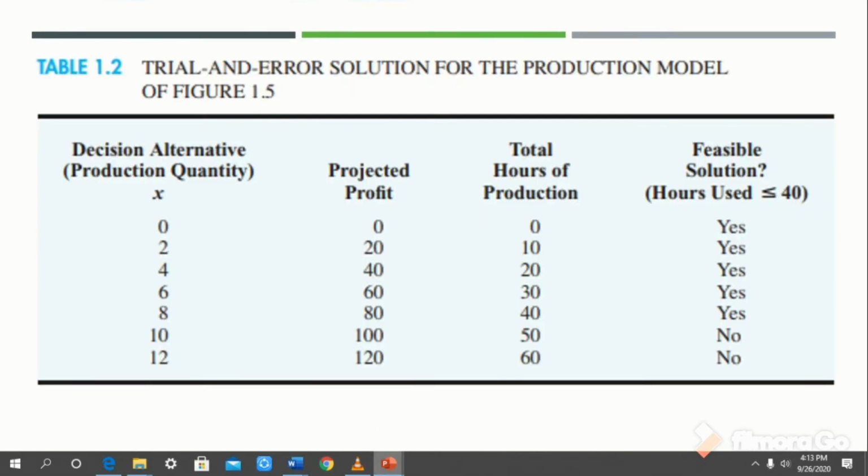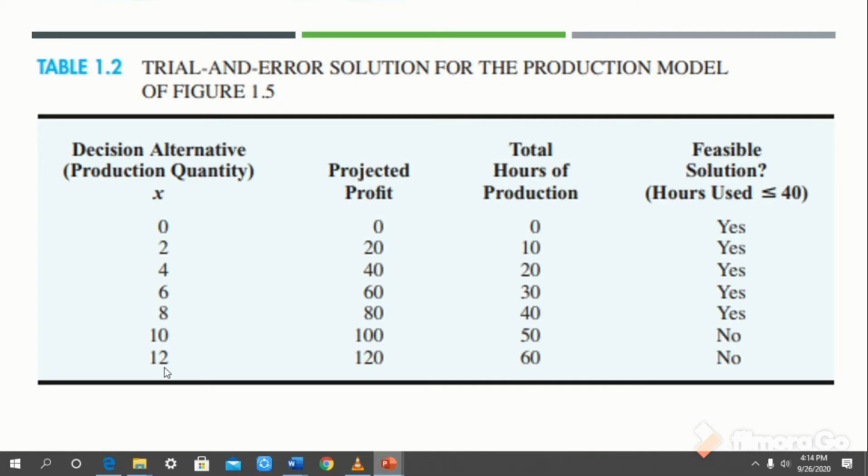So, for example, mao ni siya imong trial and error solution. So, imong decision alternative, if akong product nga ma-produce kay 0, of course, 0, 0, 0. And then, if, for example, duha akong ma-produce, so ang imong projected profit, since tag 10 man siya, so 20. And then, total hours of production, since tag 5 man each, so 10. And then, is it a feasible solution? Yes, it's a feasible solution. But, ang atong pangitaon is the best nga imuhang solution.